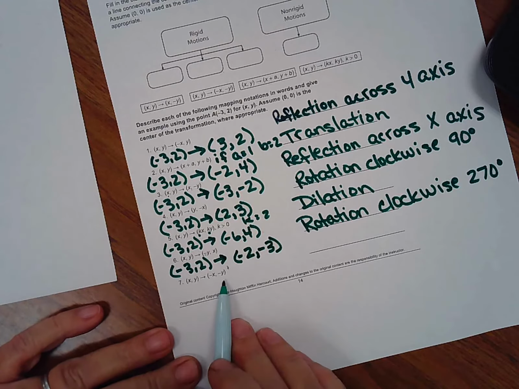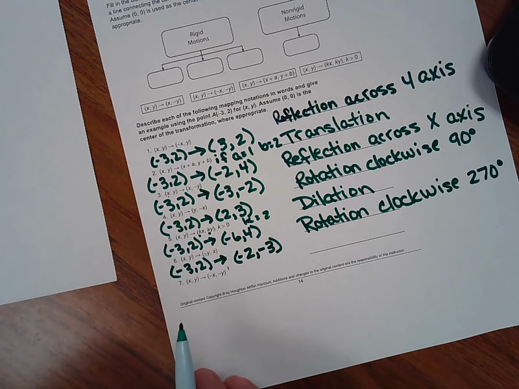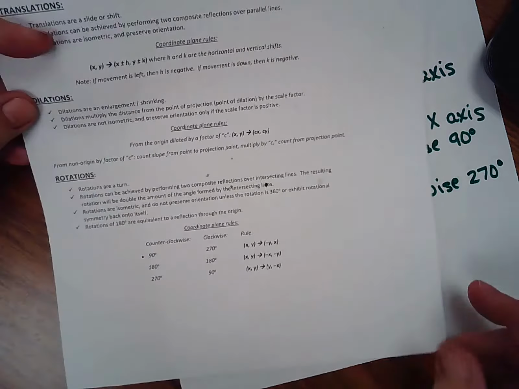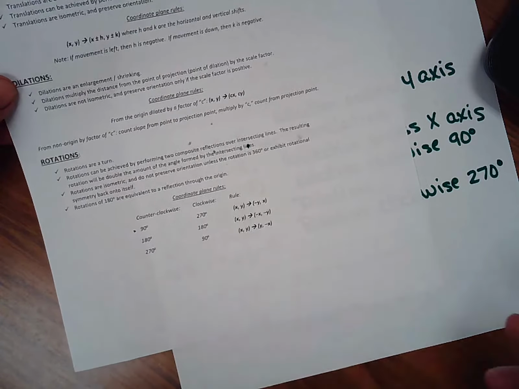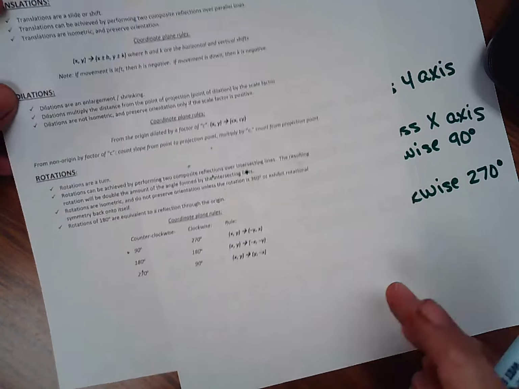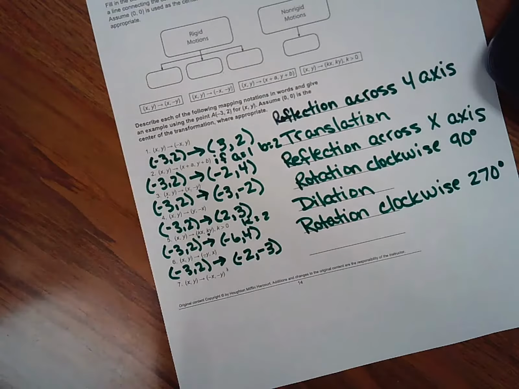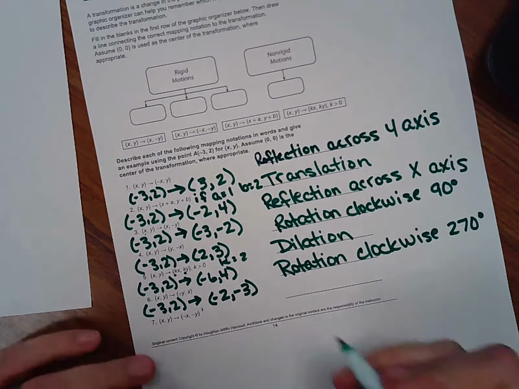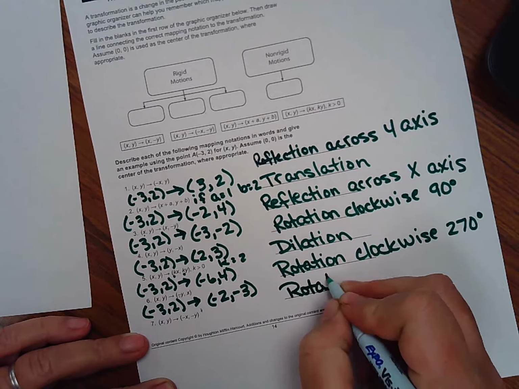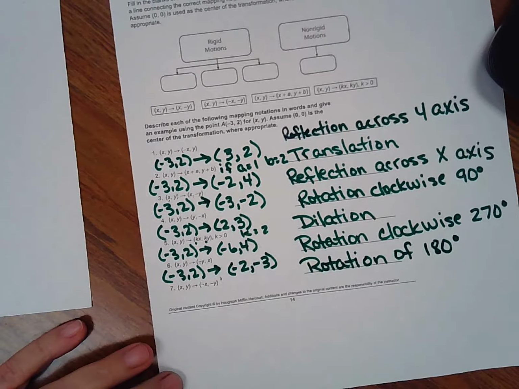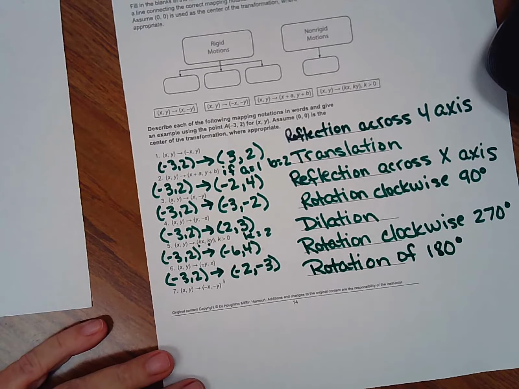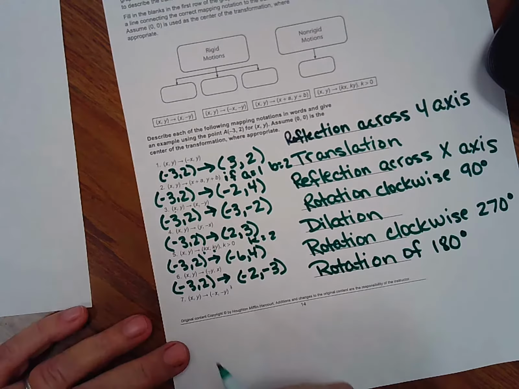And last, I have XY maps to -X, -Y. XY maps to -X, -Y is again a rotation. And whether you go clockwise or counterclockwise, remember, I can turn this upside down 180, or I can turn it this way, 180. But either way, it winds up the same. So this would be a rotation, counterclockwise or clockwise, of 180 degrees. And no need to state clockwise or counterclockwise because they're going to both be the exact same.